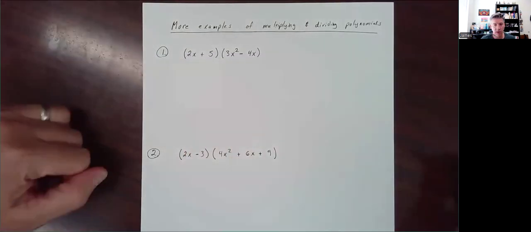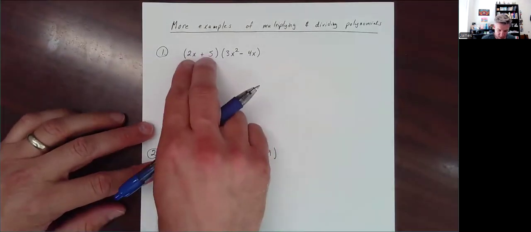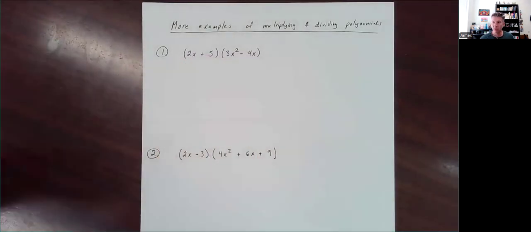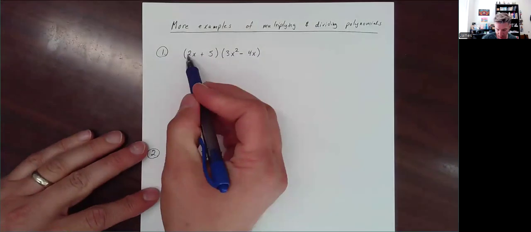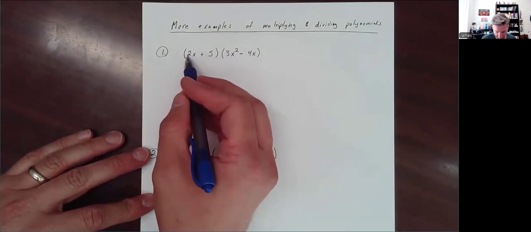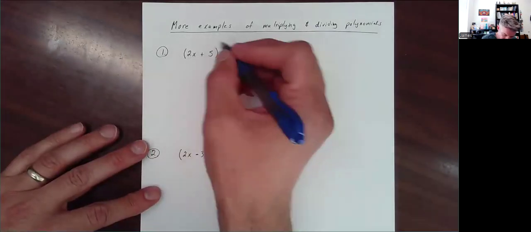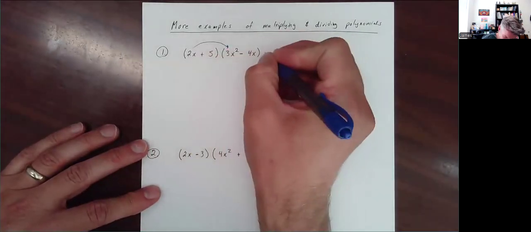People have heard of FOIL, which means first, outer, inner, last. That's really only good for a two-term thing multiplied by a two-term thing. What you really want to do is make sure that each thing added or subtracted together in each parentheses multiplies each other thing in the other parentheses. So here, I need to make sure that 2x multiplies by 3x squared.